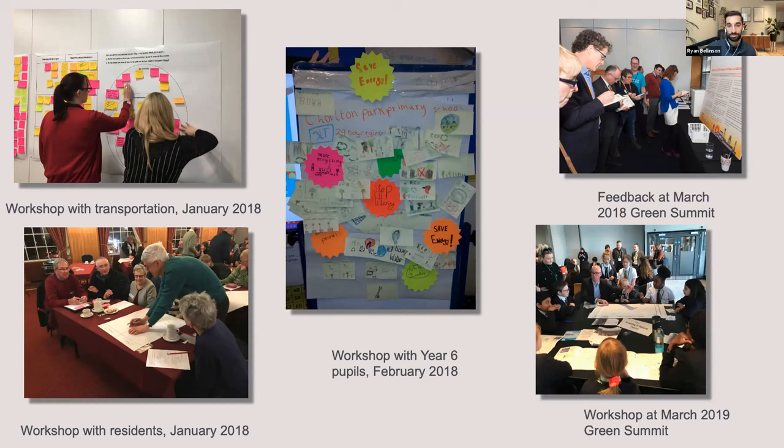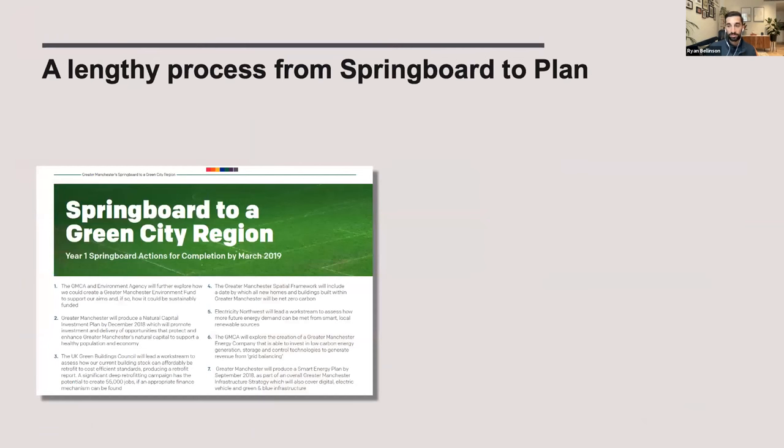And then there were two Green Summits. There's a photo of a Green Summit workshop here, another Green Summit here, and then thematic expert groups. These were groups of expert practitioners that looked at what came out of those listening events and, using their technical knowledge, distilled what that would look like into a policy roadmap. This first roadmap was called the Springboard Report, which distilled everything that came out of those listening events in an initial Green Summit, which took place in 2019.